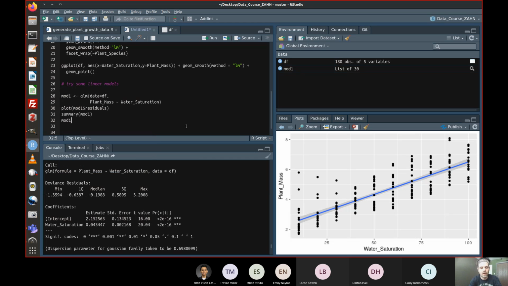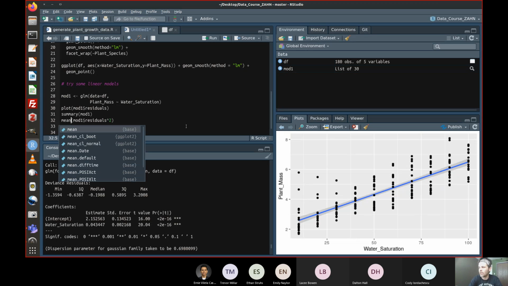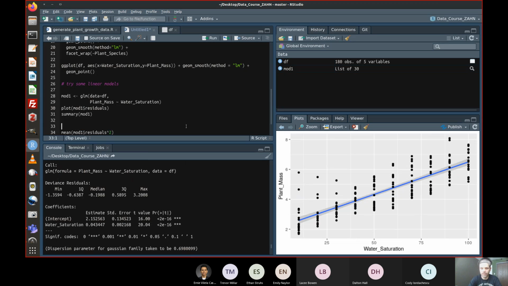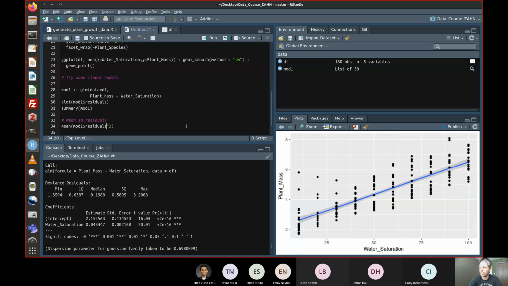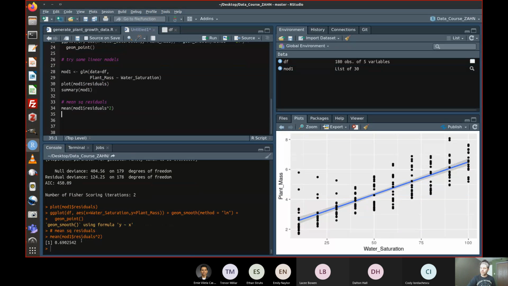So I can do mod 1 residuals. Since some are positive and some are negative, it's traditional to just square them all and then take the mean. This is the mean squared residuals, and it will just give us a single number, 0.69. So that's the mean squared unexplained variance in our data. The higher that number, the worse our model is at fitting our actual data points.